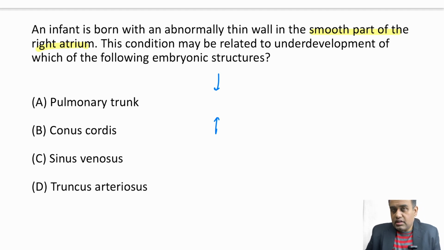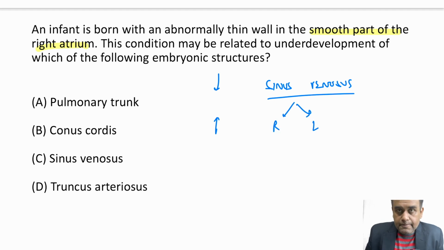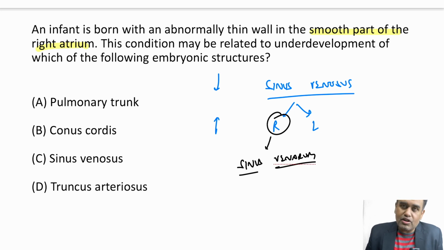As you will see in the embryology of the heart, when these veins are entering into the developing heart, they are known as what? Sinus venosus, right? And the sinus venosus divides into two horns, the right and the left horn. Now it is the right horn of the sinus venosus that forms the sinus venarum. That is actually forming the smooth part of the right atrium.